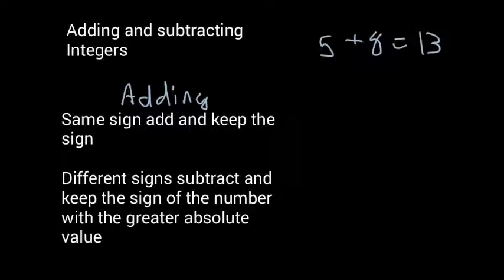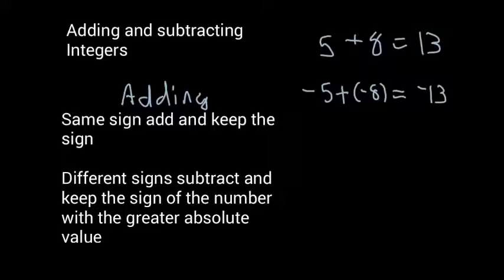Now let's see if they're negative. So let's say we have negative 5 plus negative 8. A lot of times you'll see it in parentheses just so you don't see a plus and minus sign next to each other. So same signs, so again, we're going to add them. Negative 5 plus negative 8 is 13, and then we're going to keep the sign, which is negative. So our answer there would be negative 13.